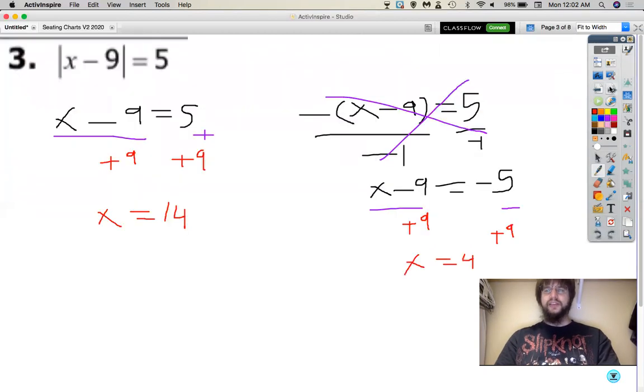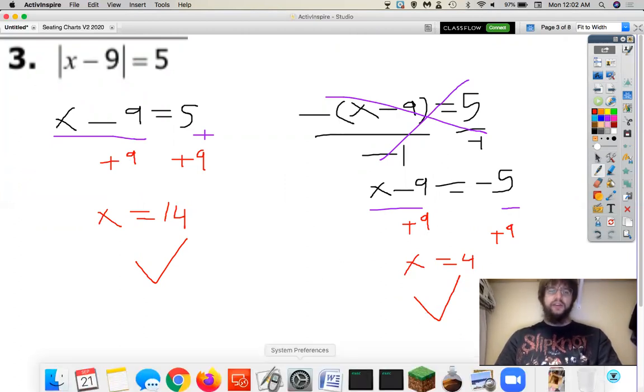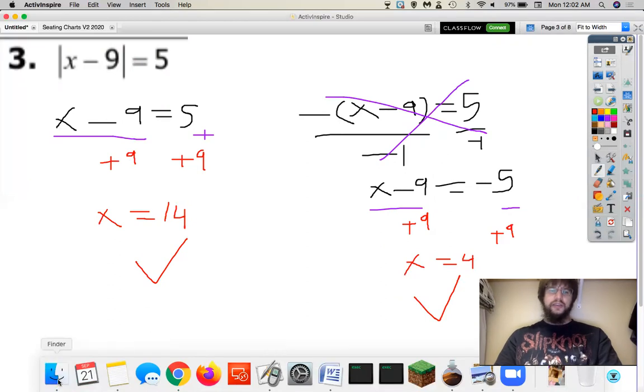Again, we might get an answer that doesn't really work. So if I plug 14 in here, what's 14 minus 9? Well, 14 minus 9 is 5. Absolute value of 5 is 5. That checks out. 4, let's see. What's 4 minus 9? Negative 5. What's the absolute value of negative 5? Oh, yeah, it's also 5. So that checks out. So you don't actually have to write out your check, just make sure you do it. You can plug it in your head, you can plug it in your calculator. You should probably get that out.